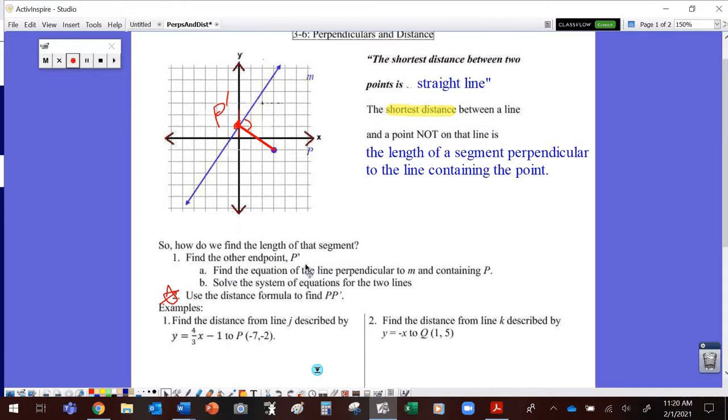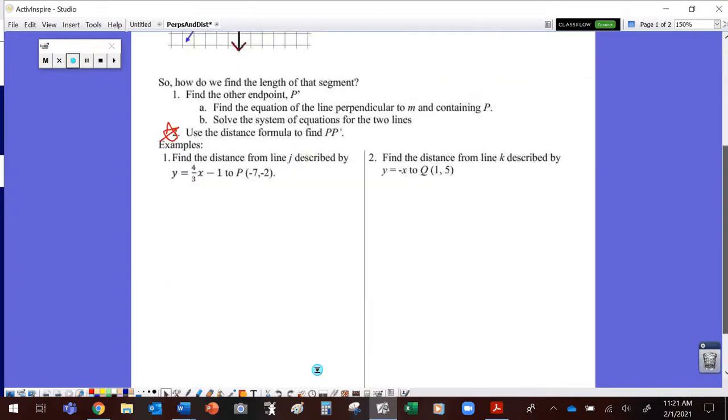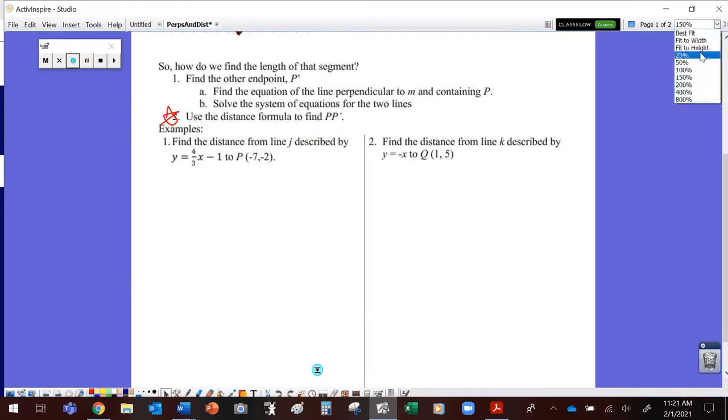Now we know that perpendicular lines have opposite reciprocal slopes, and we have a point that's on this line. So all we really need to do, it's going to take a little bit of time to do this process, but nothing on here is new at all. Everything is stuff that we've done before. Find a perpendicular slope, find the equation of this line, and find the point where those two lines intersect. So let's work through an example here where we do exactly that.